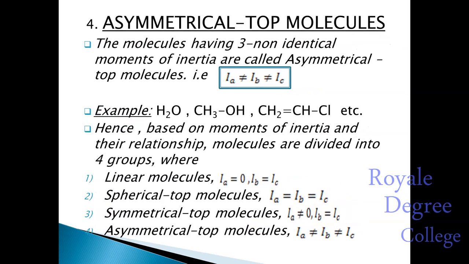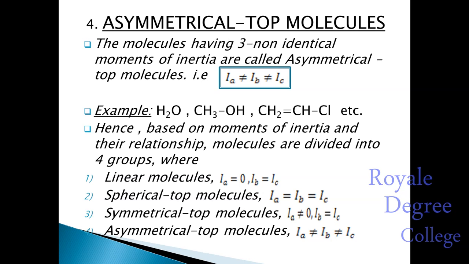The fourth type of molecule we will see is asymmetrical top molecules. The molecules having three non-identical moments of inertia are called asymmetrical top molecules. That is, IA is not equal to IB, and IB is not equal to IC. Examples of asymmetrical top molecules are water, methyl alcohol, vinyl chloride, etc.